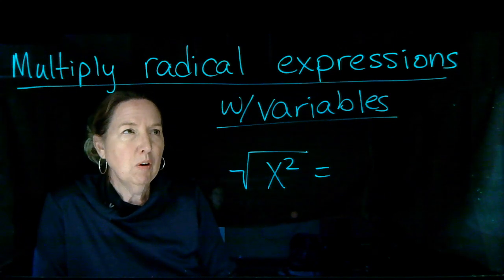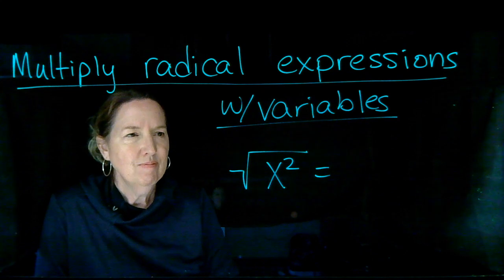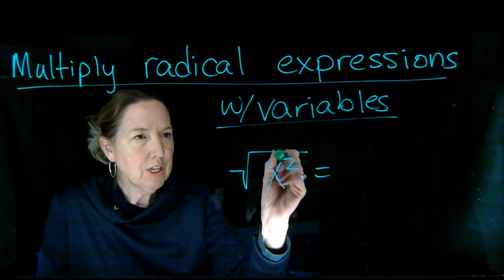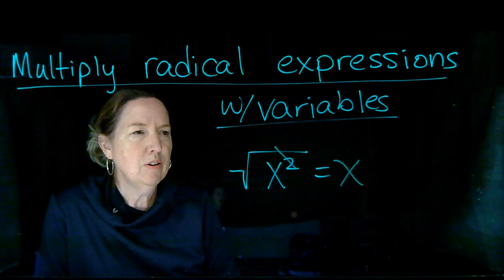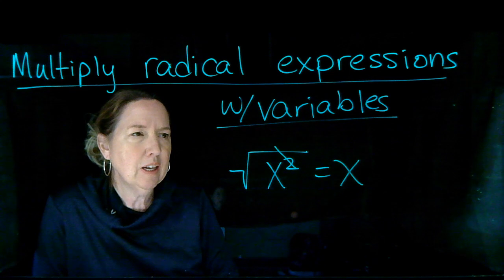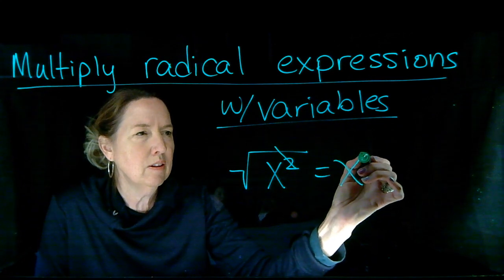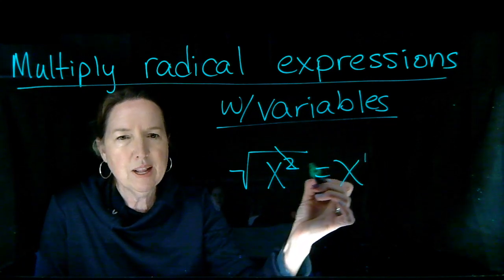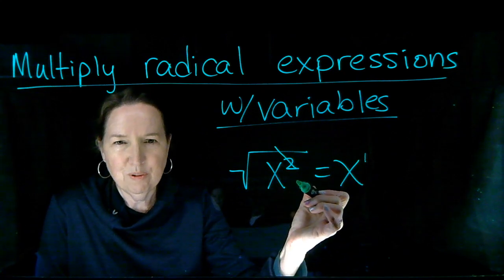Let's look at multiplying radical expressions with variables. If you take the square root of x squared, the answer to that is x. You might want to write that down, and it's sort of a key to unlocking everything else, because if you think about it, what happened in the process is we wound up with exactly half as many x's in our answer because of the square root symbol.